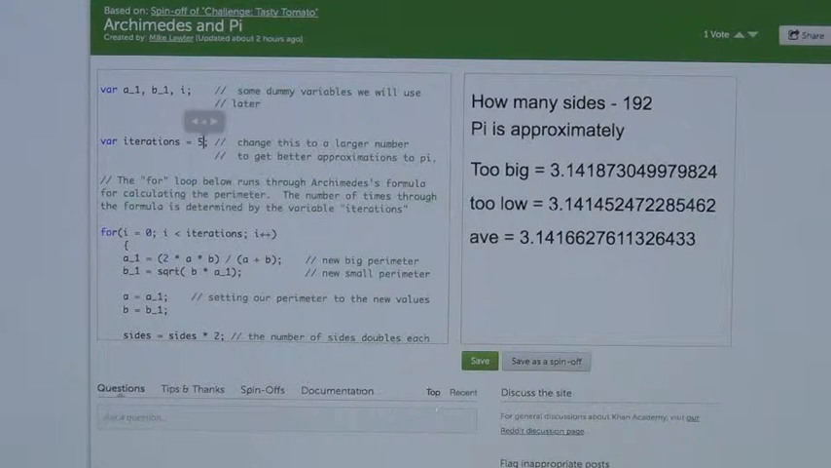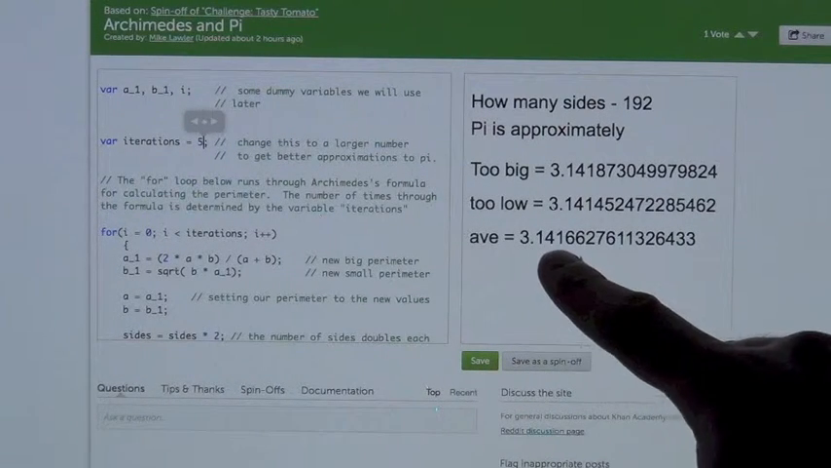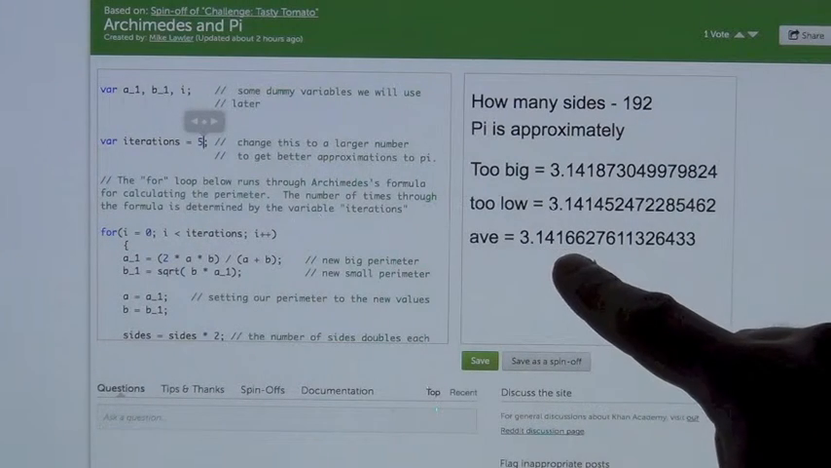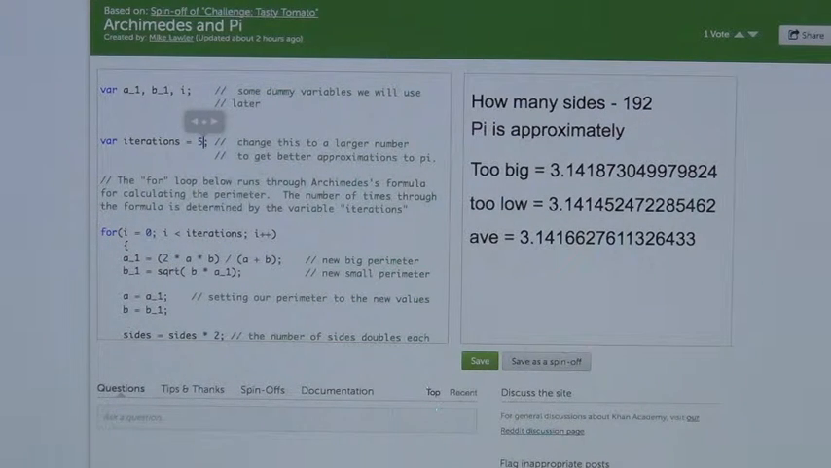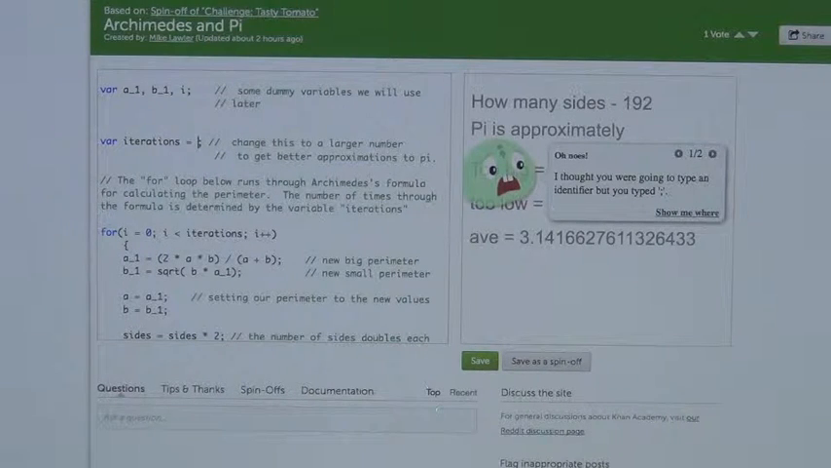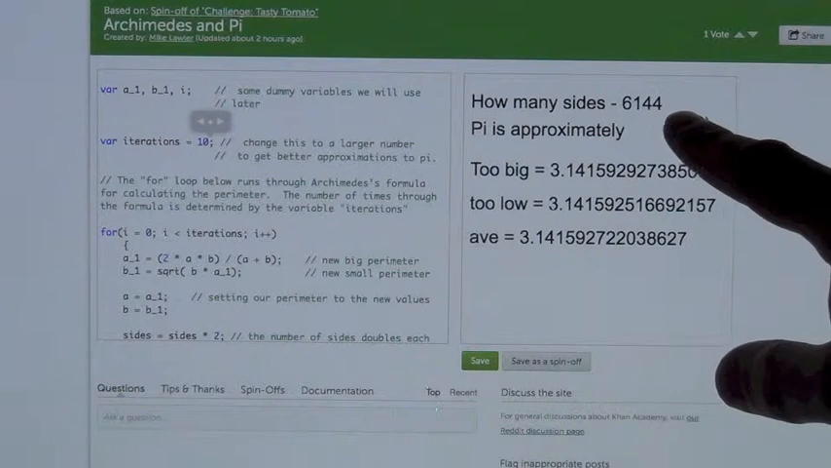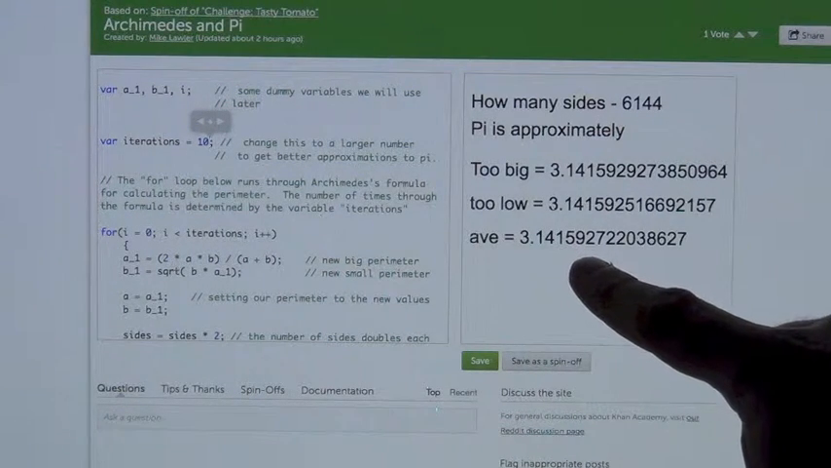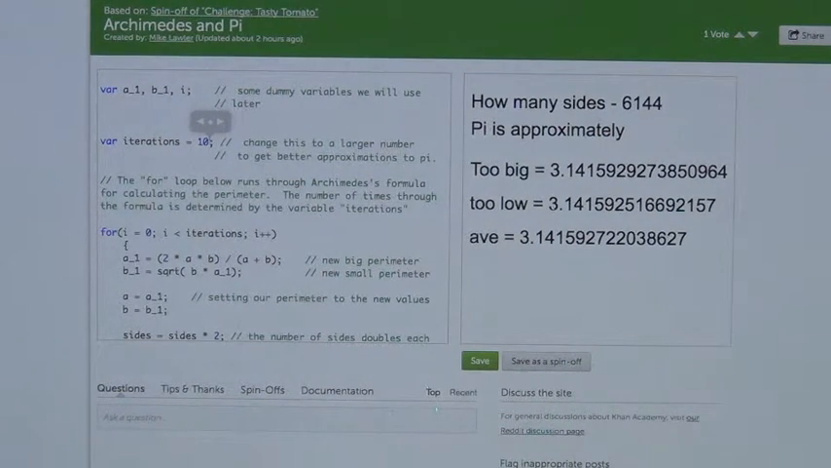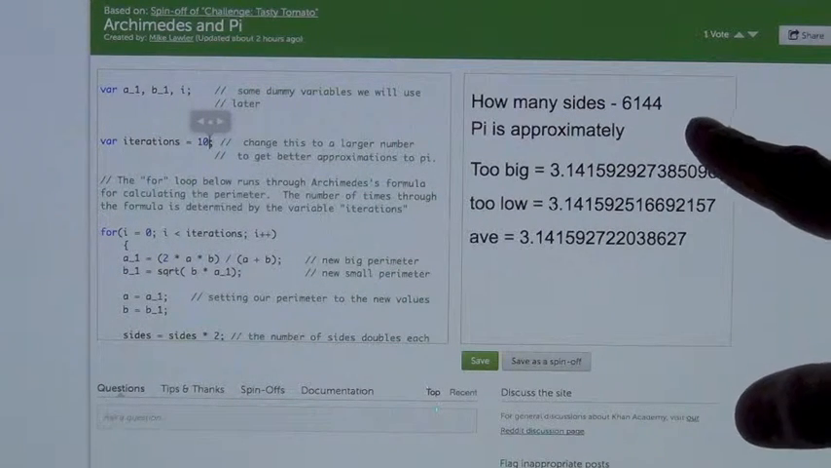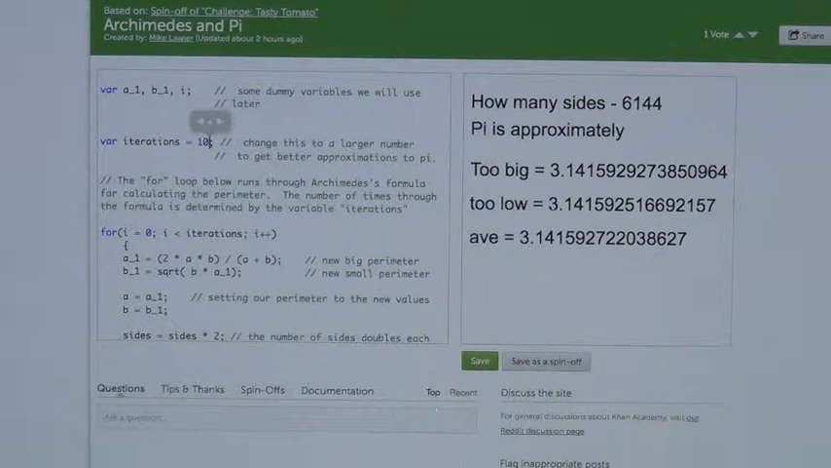Here's 5 times through, that's 192 sides. 3.1416. Getting close. How many times through do you want to check? Let's go to 10. 10 times through, you mean? Yeah. 6,144 sides. 3.1415927. Is that close? Yeah, it's pretty amazing, getting closer and closer. Now, can you imagine what a 6,144-sided polygon looks like? Quite a lot like a circle.